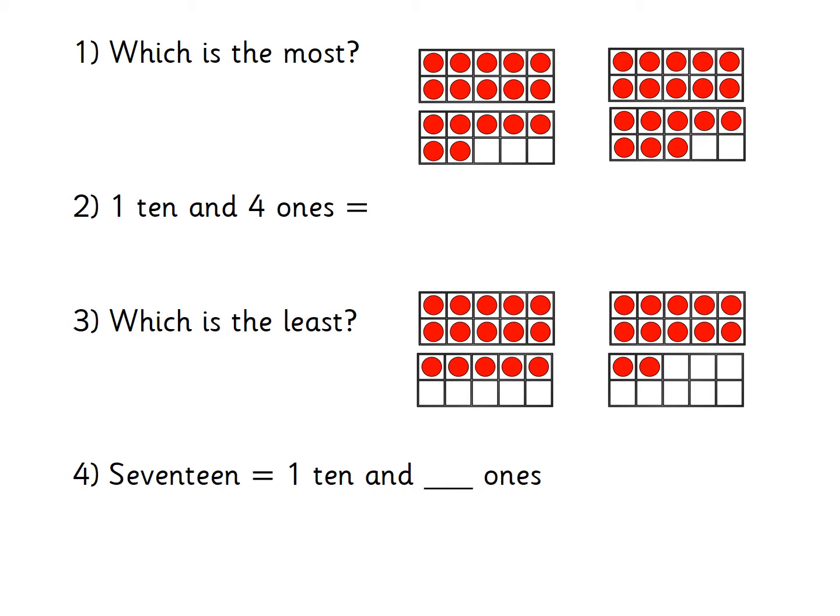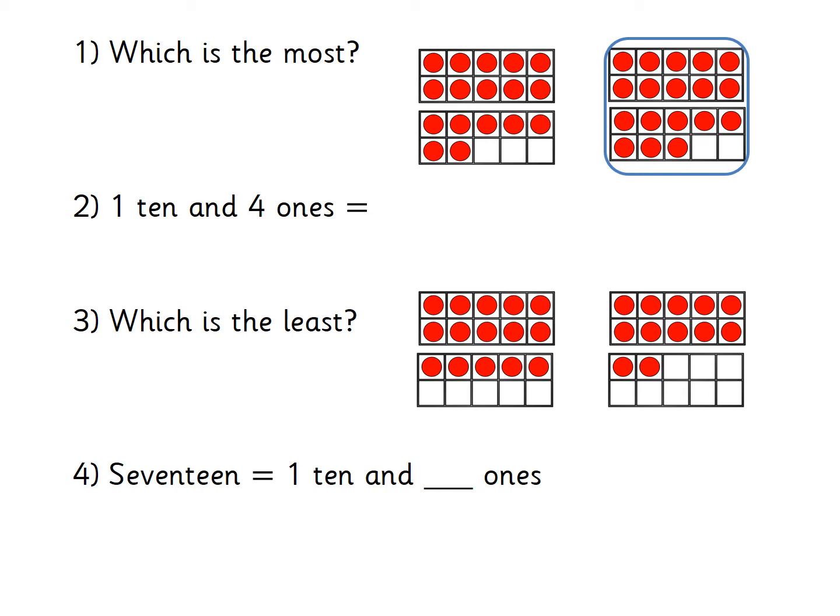Right, so this one we've got 10, 11, 12, 13, 14, 15, 16, 17. And on the other side we've got 10, 11, 12, 13, 14, 15, 16, 17, 18. So which one has the most? Super, and we can see, just by looking with our eyes, which side has the most counters.